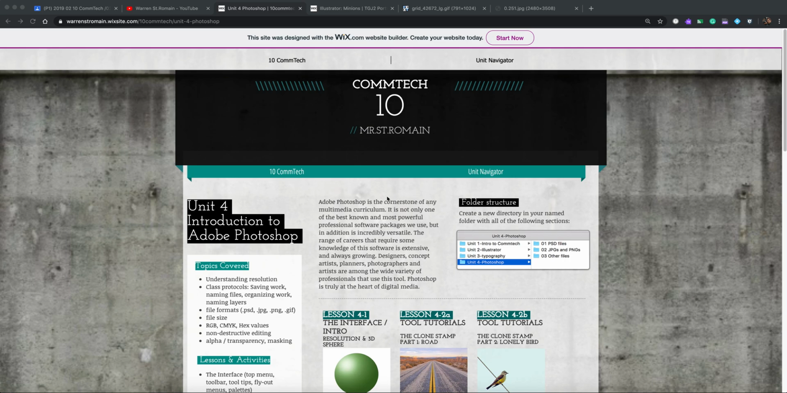Okay, welcome to Photoshop. This is going to be our first tutorial for the Photoshop unit, and we'll be looking at a number of things. The things you should be paying attention to are terms that I'm using, shortcuts that I'm using, and concepts that I'm talking about.